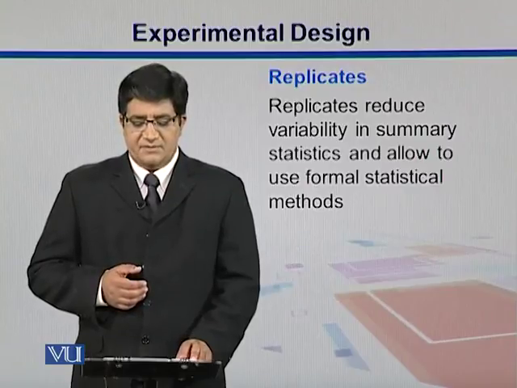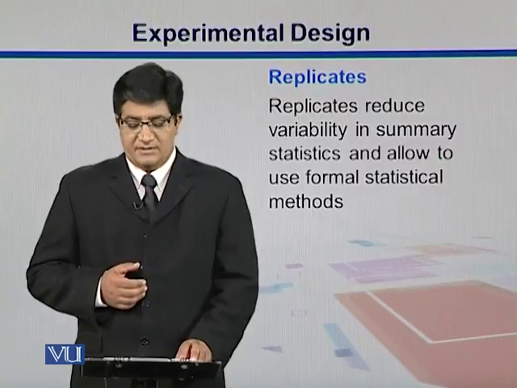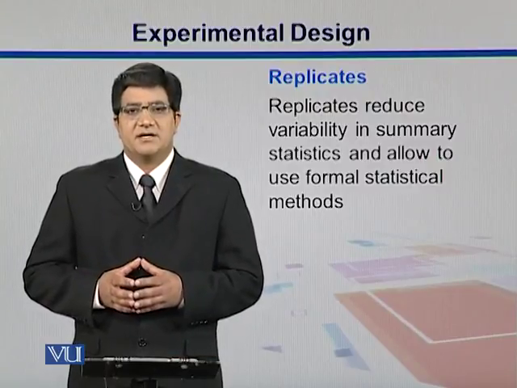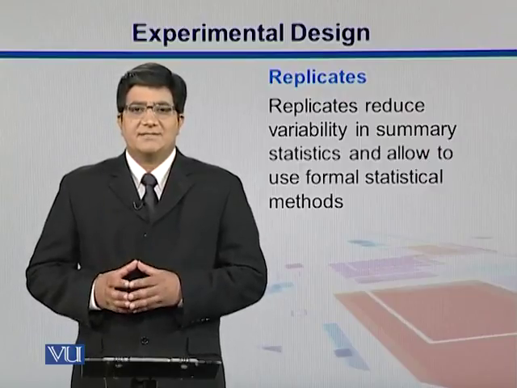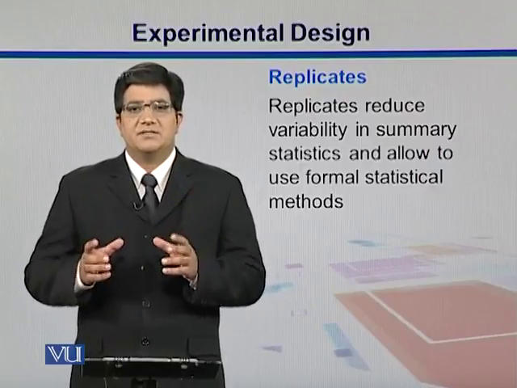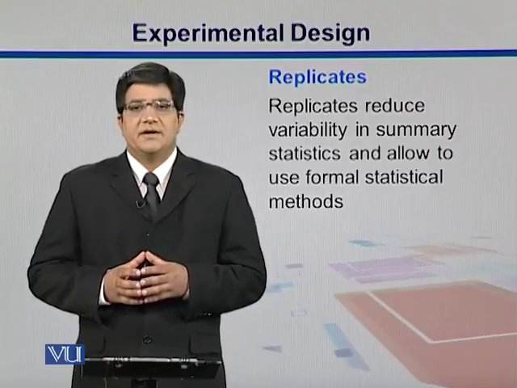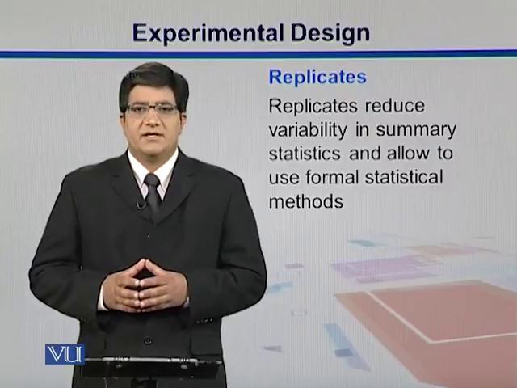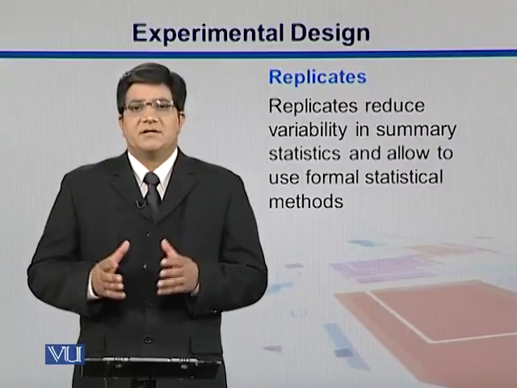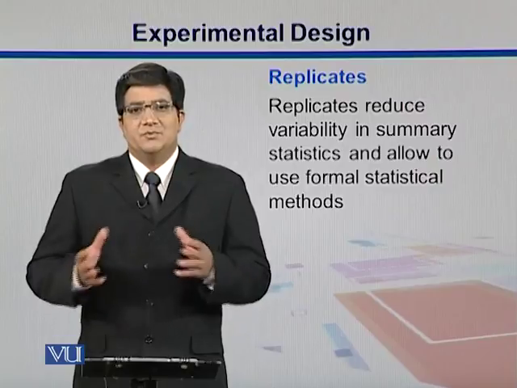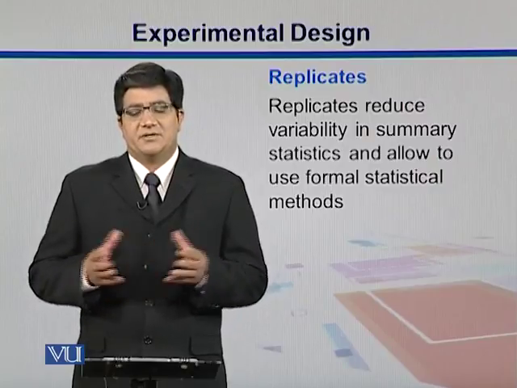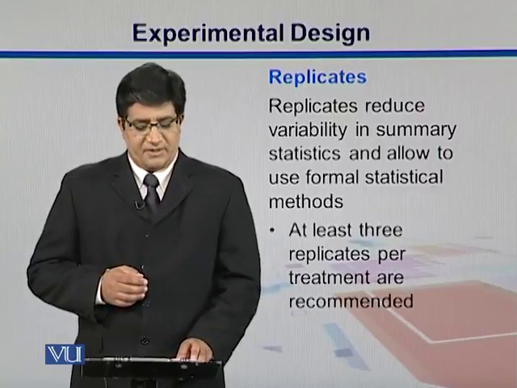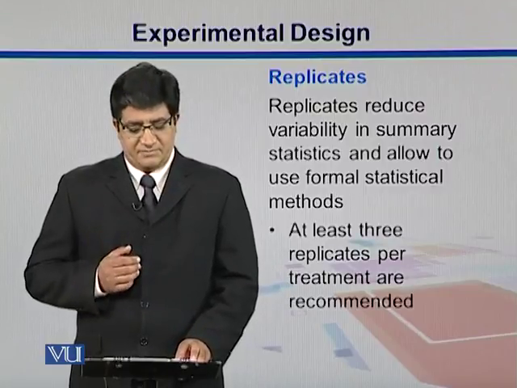Replicates reduce the variability in summary statistics, and they allow us to perform some formal statistical tests. Remember guys, for statistical tests, you cannot compare two numbers, you need two distributions, and for a distribution to be there, you need a mean and a standard deviation. So at least two replicates are important in order to treat your experiment as a distribution, whereas Lee et al. have recommended that there should be at least 3 replicates.